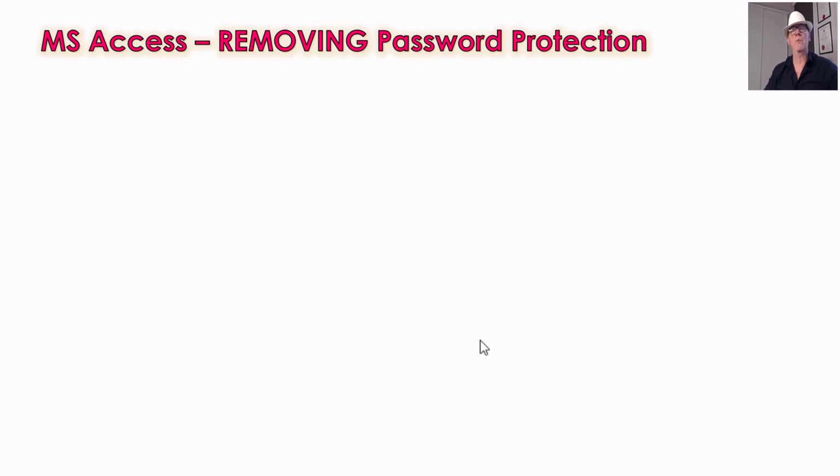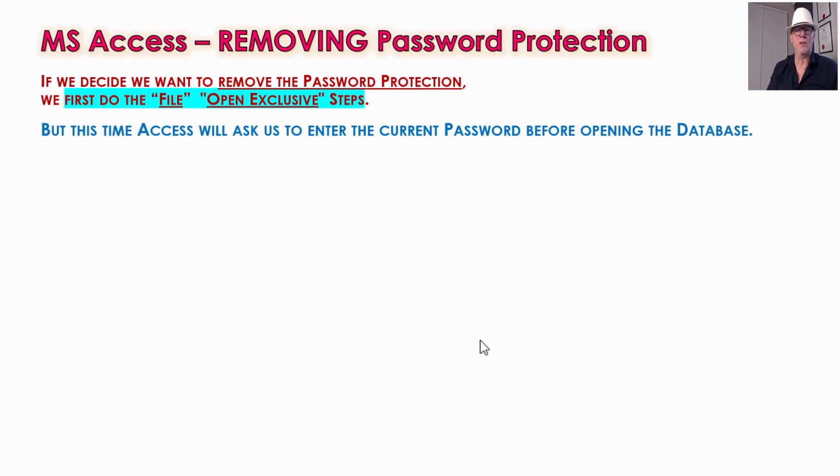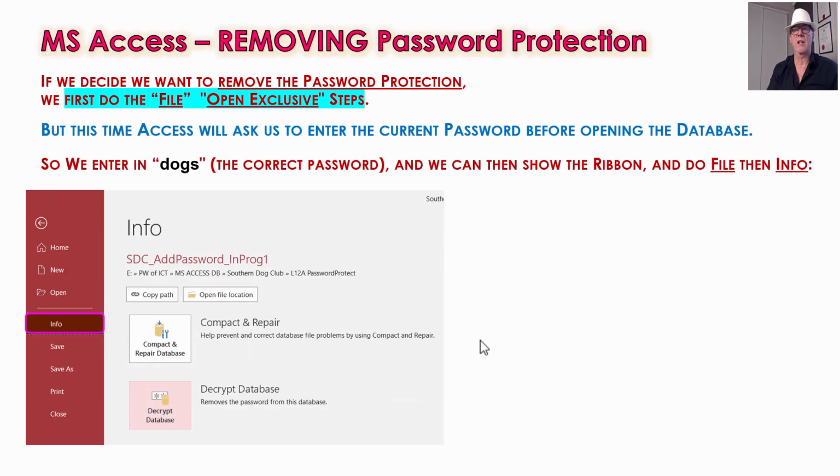Now, what if you're going to do some work on the database and you don't want this password stuff flashing up all the time? You just want to take it off. To remove the password protection, you will have to know the current password for the database, and you will have to open the database using that file open exclusive process. So you've got to open it exclusive before you start trying to remove the password. Access will ask you to enter the current password before it opens the database.